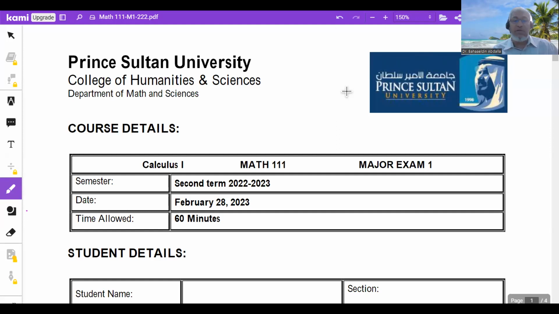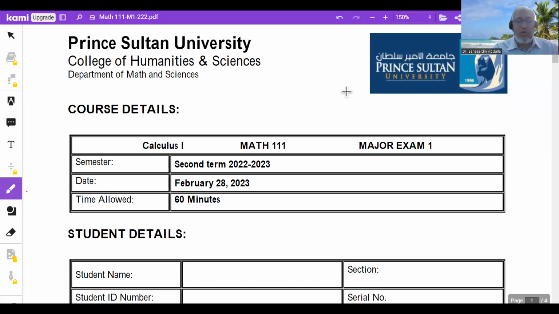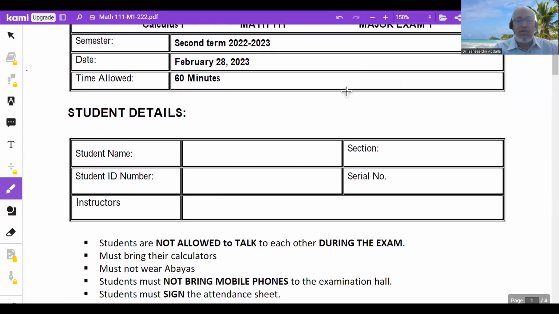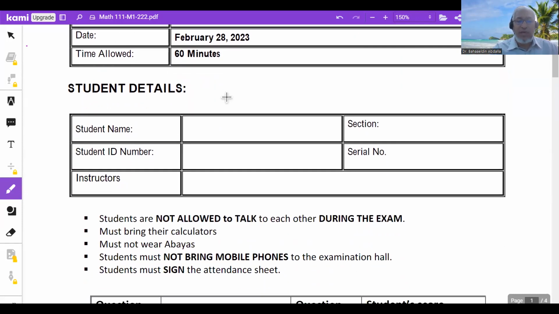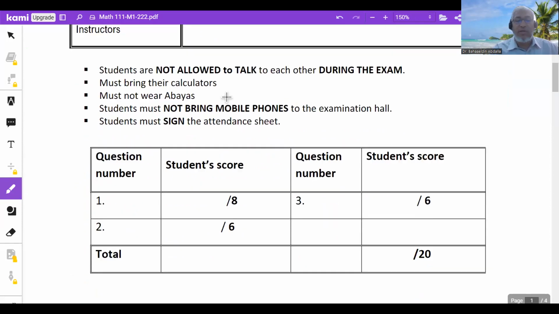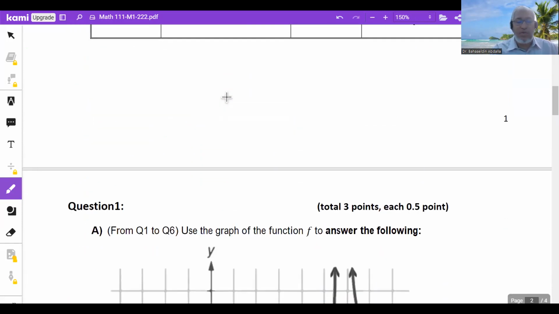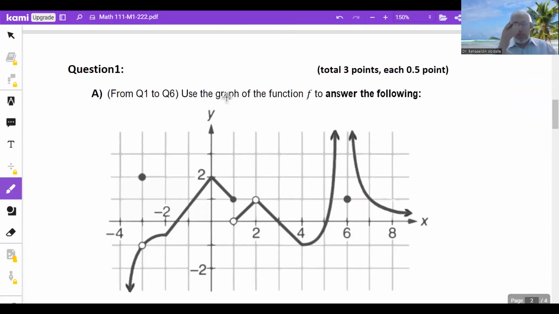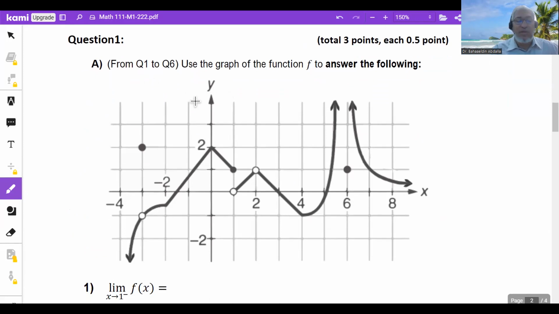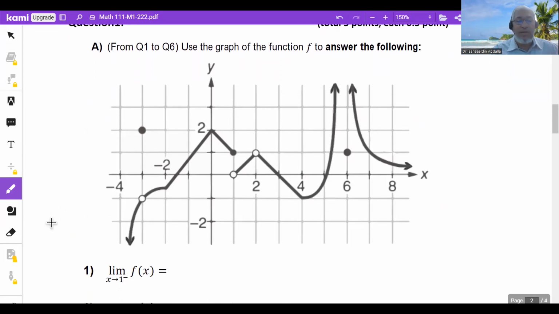This is the first major of Math 111 term 222. Let us have a look at the major. Notice that the time is 1 hour, and let us try to solve the questions together. This is the first question. It's a graph, and we need to answer some parts about it.